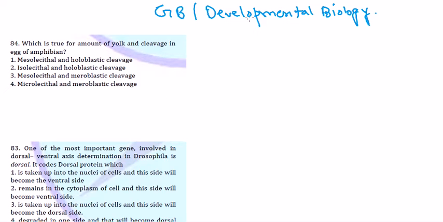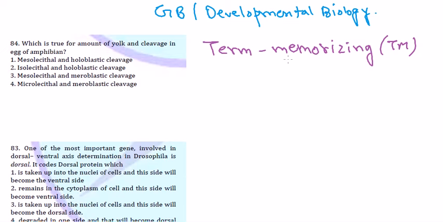Now, for this type of question, you need to know a couple of things. One thing, you need to know some terms. If you don't know the terms, you can't answer this question. So it's term memorizing. Remember, term memorizing, or TM, type of questions. You need to know the terms and what each term means. Otherwise, you can't solve these questions. No way. If you don't know any of these terms, just go away from this question.